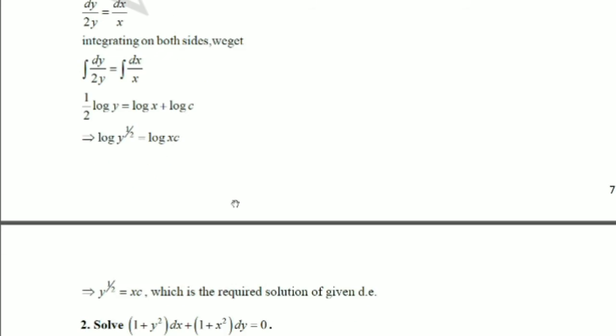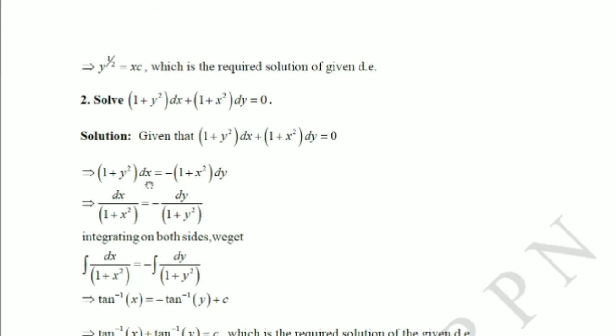Now let us see the second example. In the second example, we are given 1 plus y square into dx plus 1 plus x square into dy is equal to 0. Now what we do is, we'll send one of the terms to the other side. Let us say 1 plus x square into dy to that side. Then this becomes 1 plus y square into dx is equal to minus of 1 plus x square into dy.